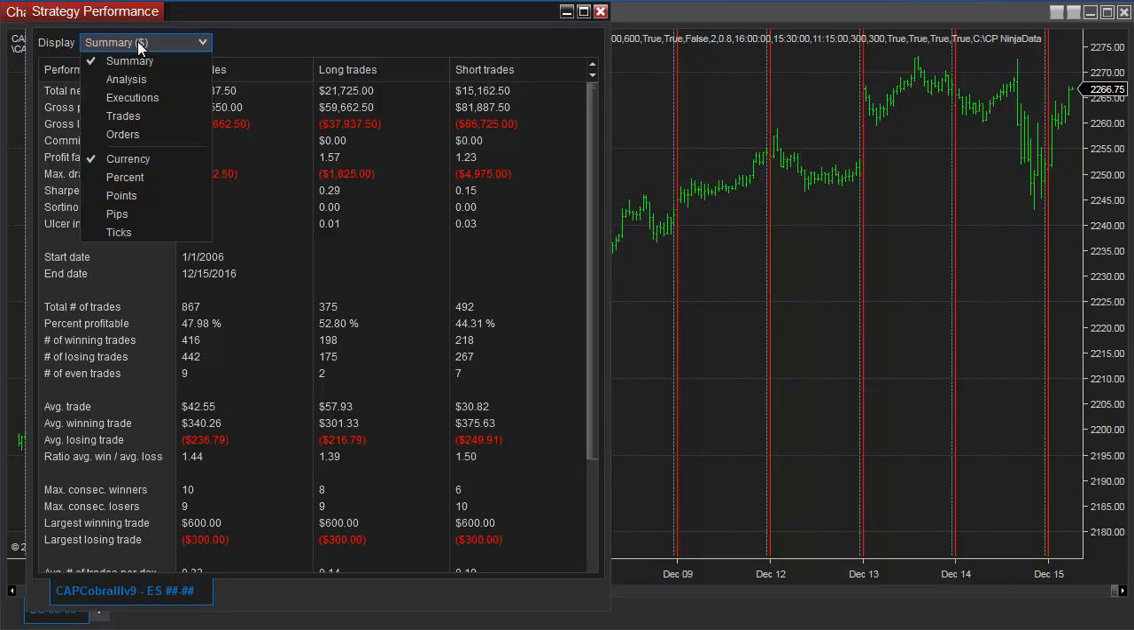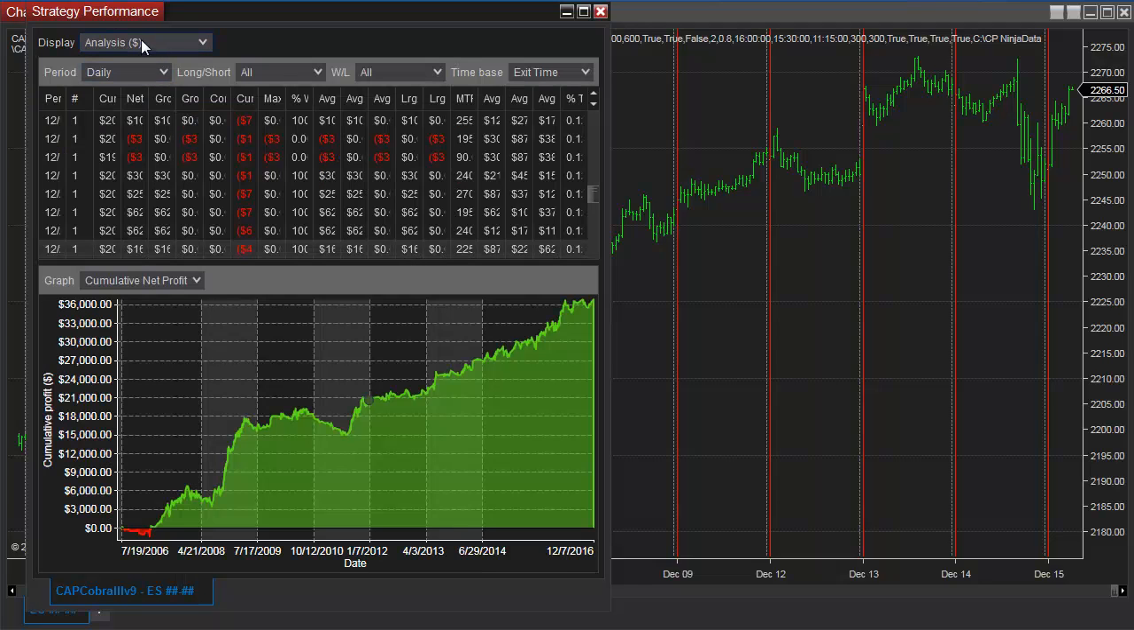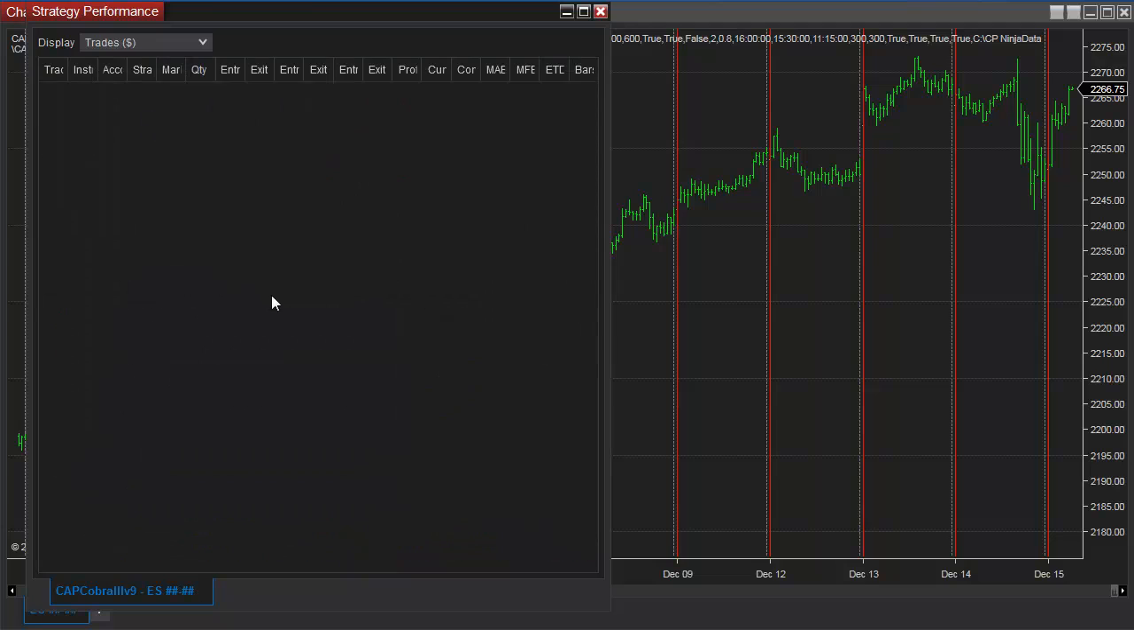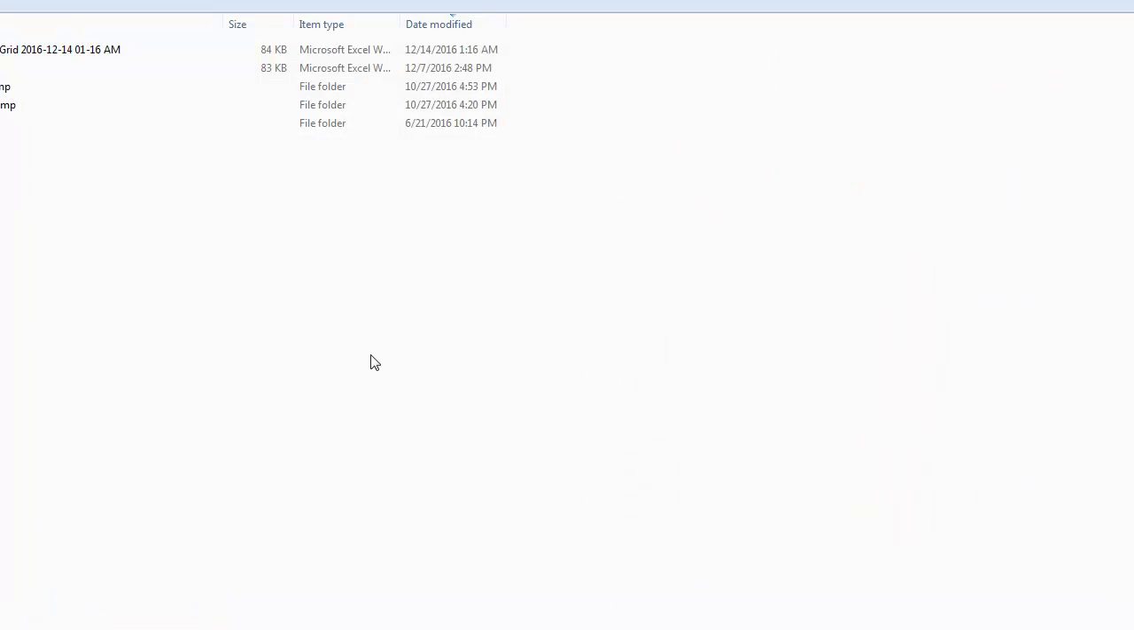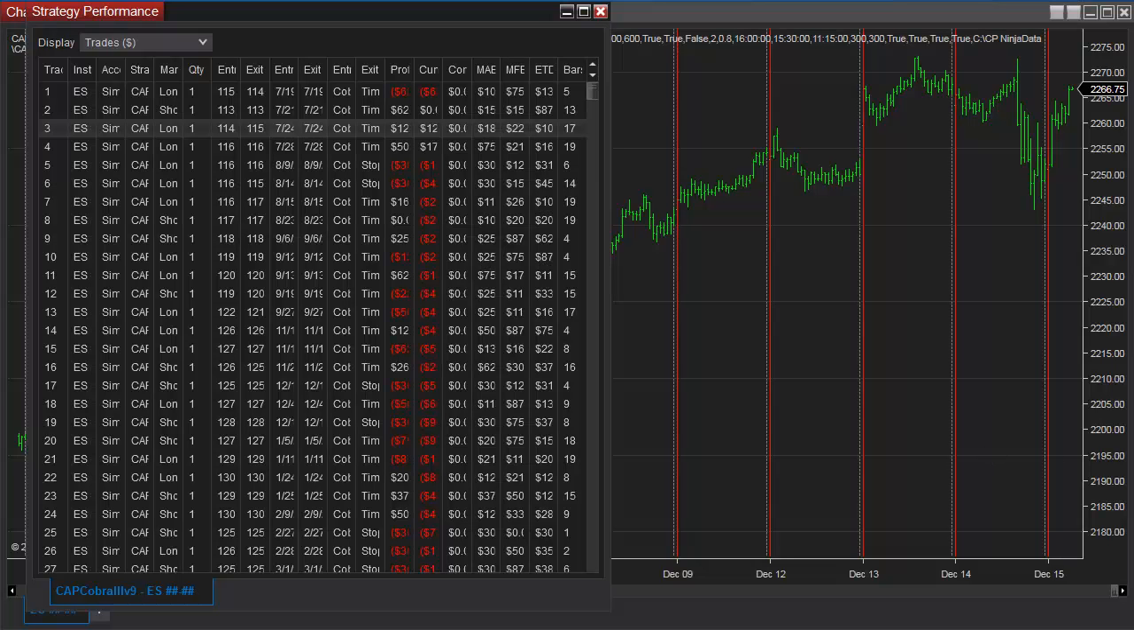We would take a look at the trades. Let's look at the trades. One of the things you can do is you can export this to a file. You can go to the trades, you can right click and you can export this, and you can send that to a file, and I did that on this NinjaTrader grid. I already did some of these calculations, so I'm going to show you the results of that.